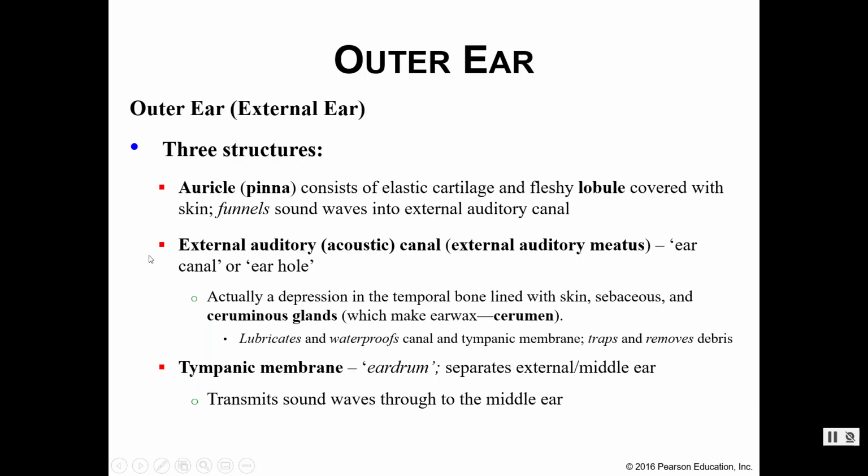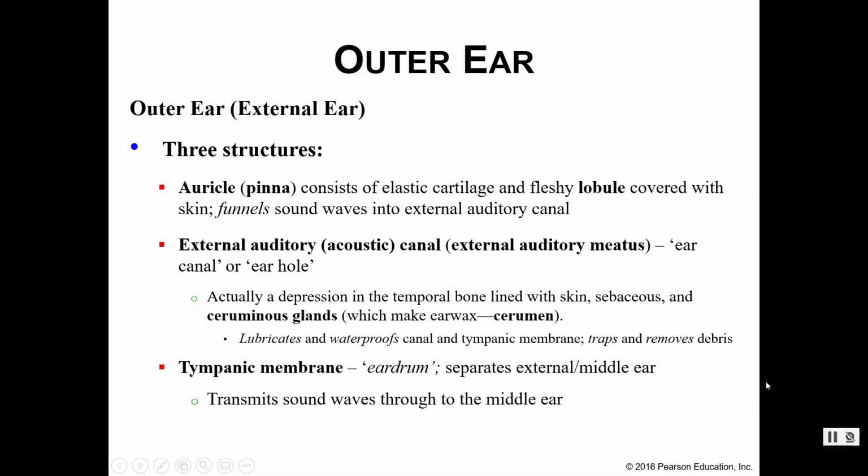is our next structure. Now, if you prefer external acoustic canal or your external auditory meatus, it's all the same thing. I don't know why we need 12 names. You might know this better as your ear canal or your ear hole. This is where you stick your Q-tip, y'all, like you're not supposed to, just like I do. This is technically a depression in your temporal bone. It is also lined with skin, just like the pinna.